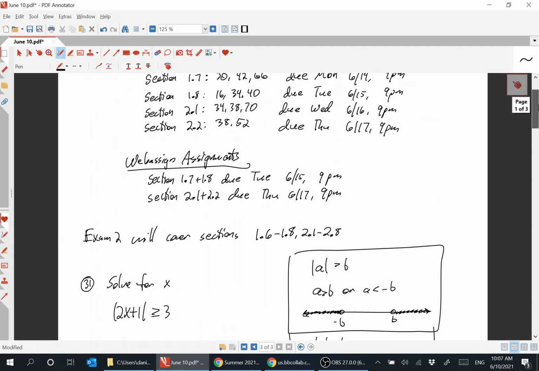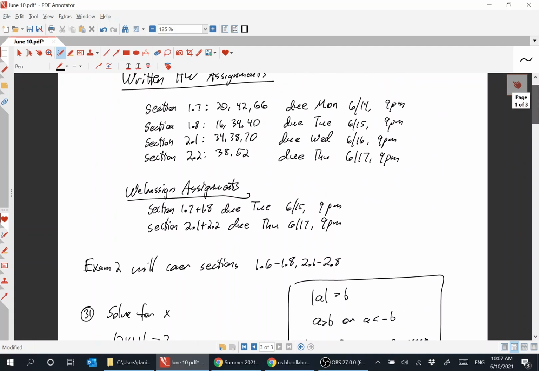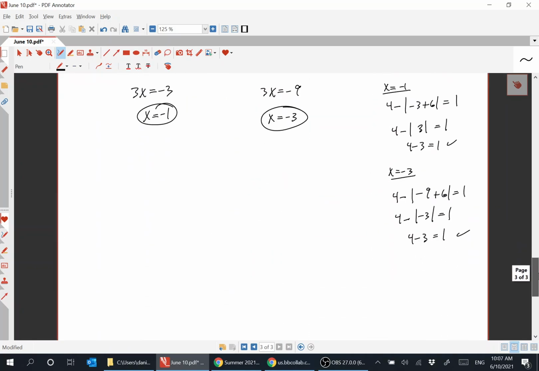I think that's all for this section. So we assigned 16, 34, 40. And yeah, you've solved everything. Well, we've given examples of things like those.